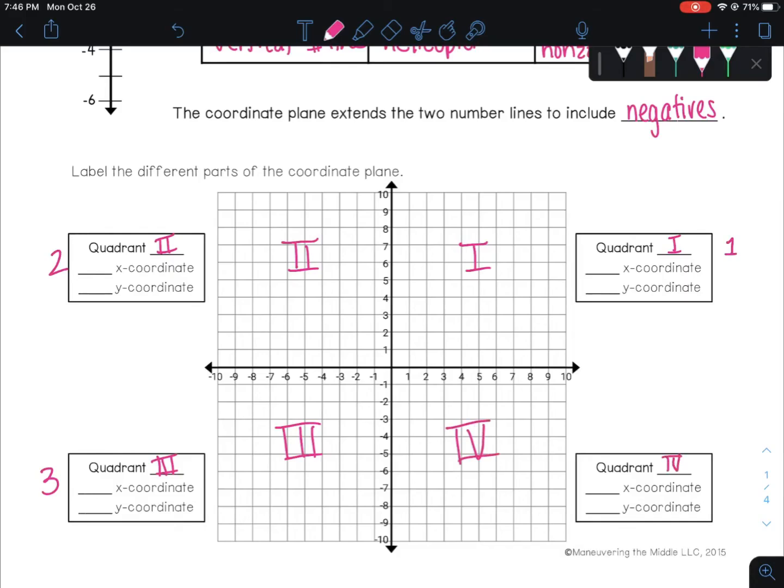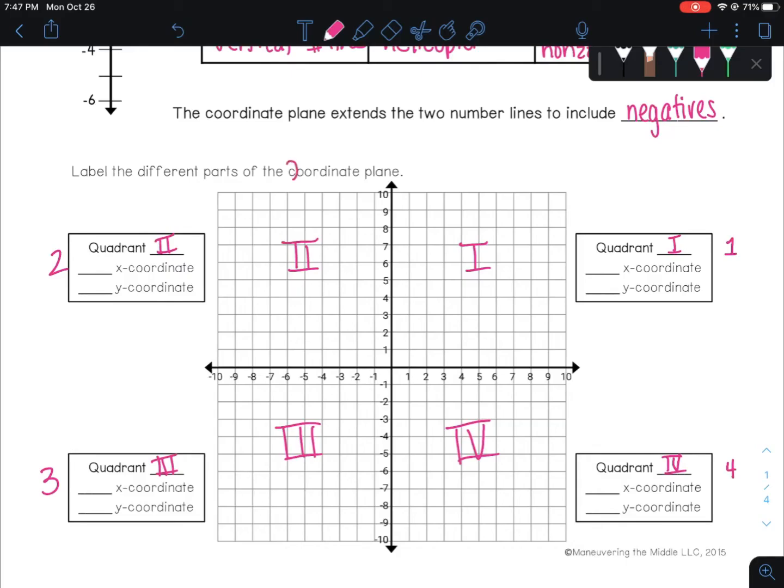These numbers are called Roman numerals. You will see them when you see the names of the quadrants. So it's important to make sure that you know how to read at least these first 4 Roman numerals. Now this might look a little bit confusing. There's actually an easy way to remember it.